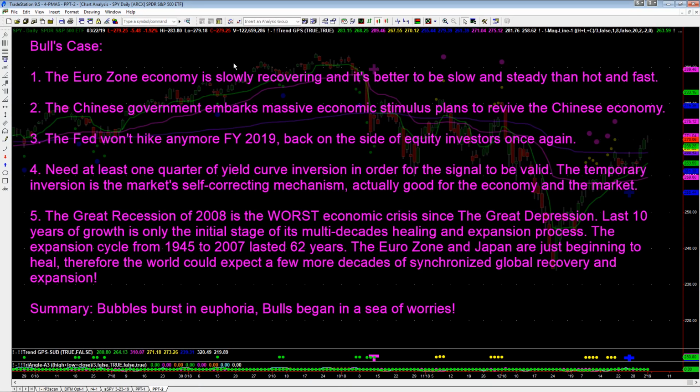And this temporary inversion, 1 day or even a few weeks of inversion, is actually great. It's actually the market's self-correcting mechanism. Because if you think about it, why did the Fed want to raise interest rate in the first place? The Fed was worrying that the economy might be overheating.